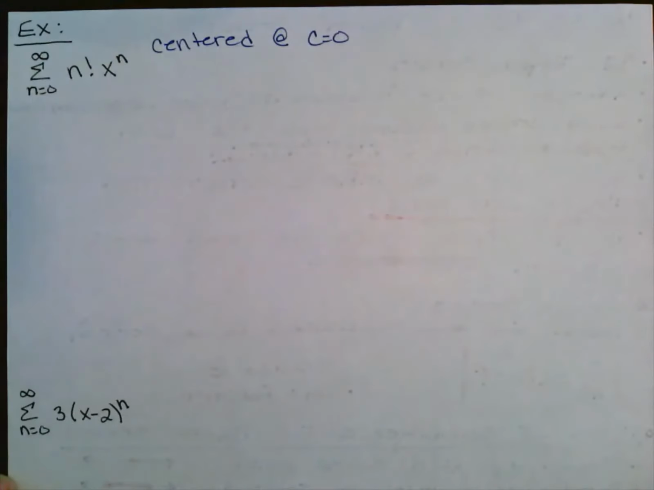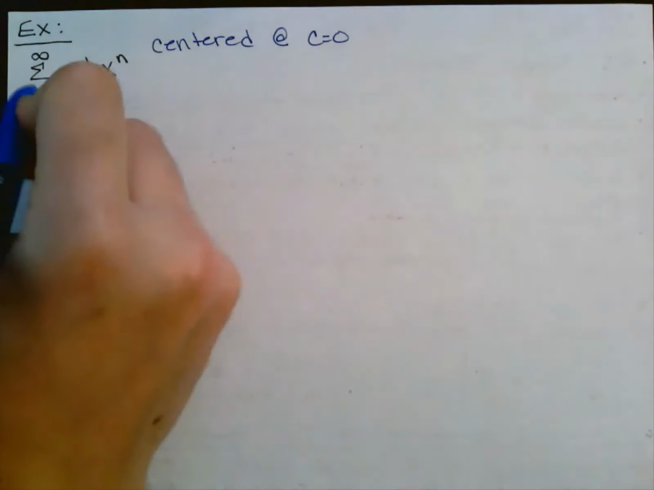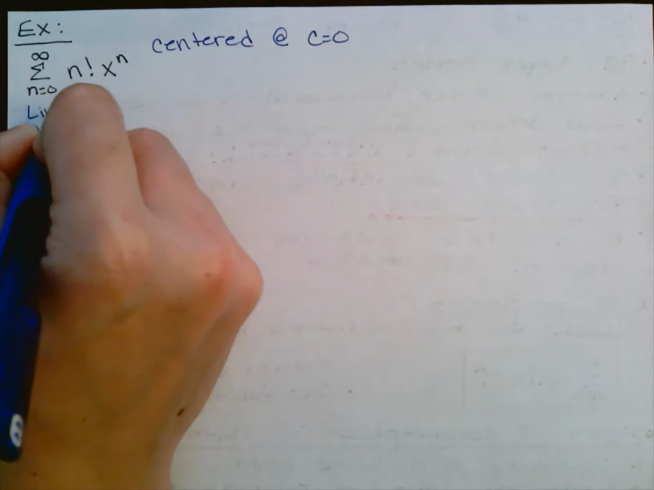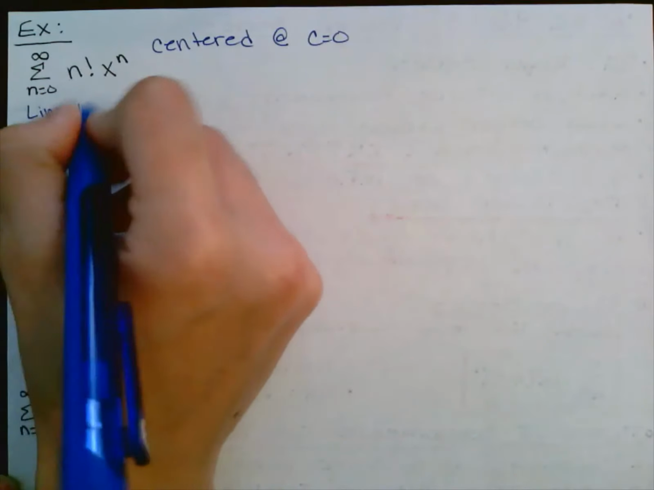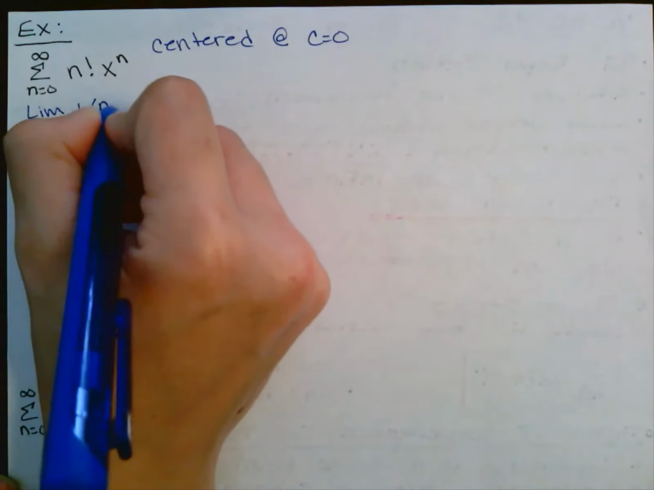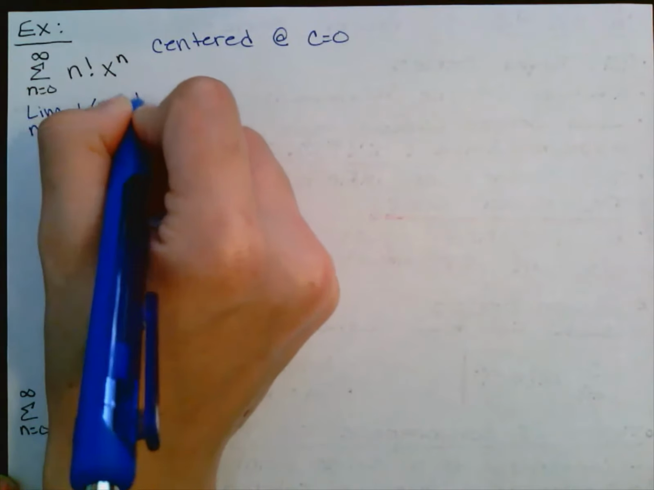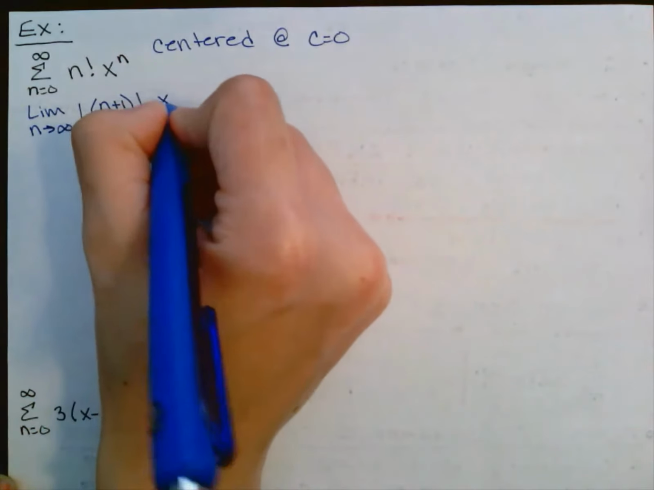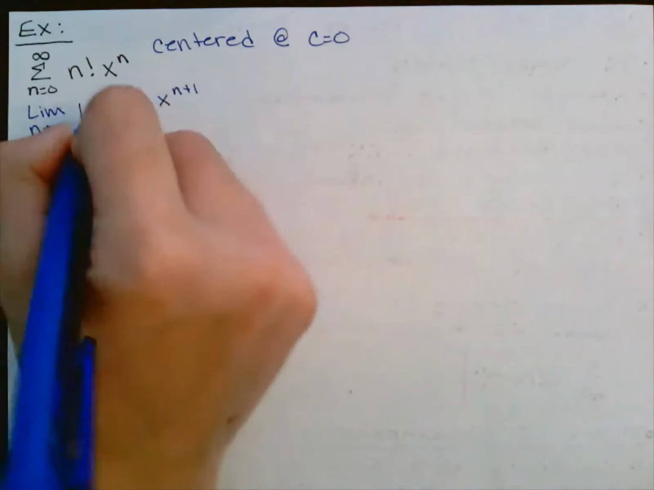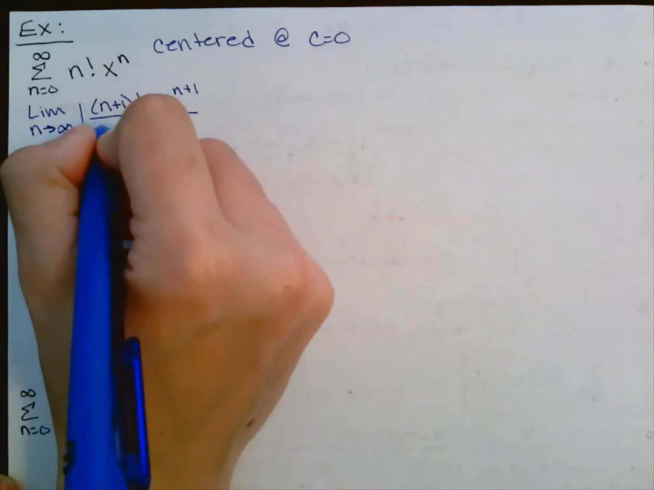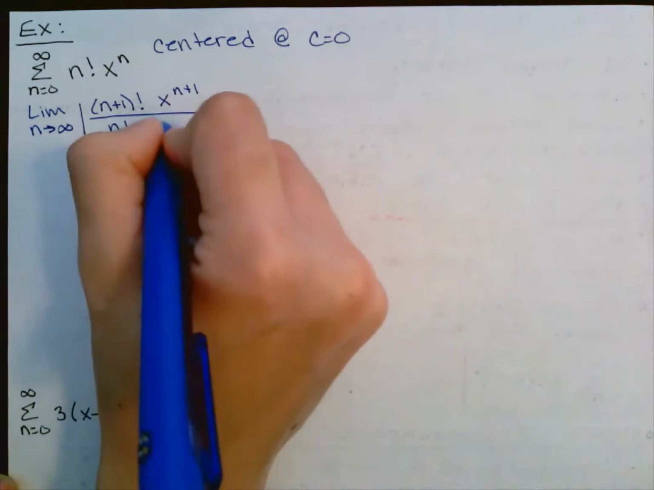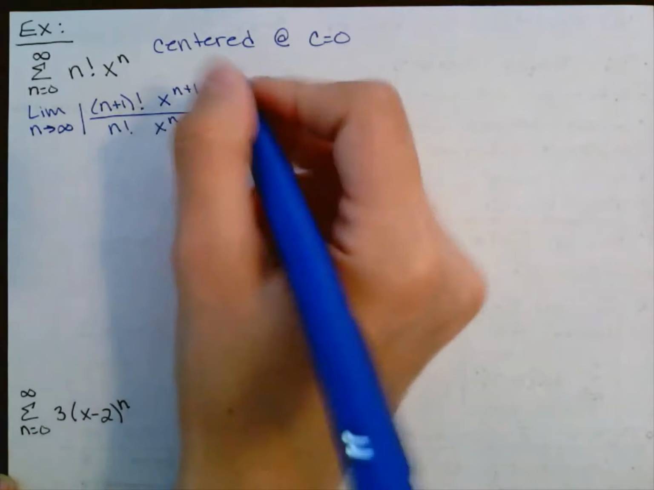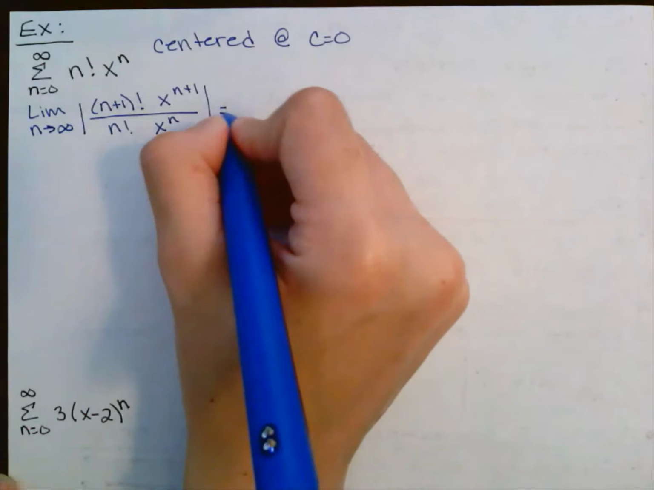Okay, now my step 1 is to apply my ratio test. My ratio test is the limit as n approaches infinity, the absolute value of the original with 1 being added to the n's. Be careful not to add 1 to the x, okay? Just to the n's, divided by the original. Okay, I'm going to clean this.